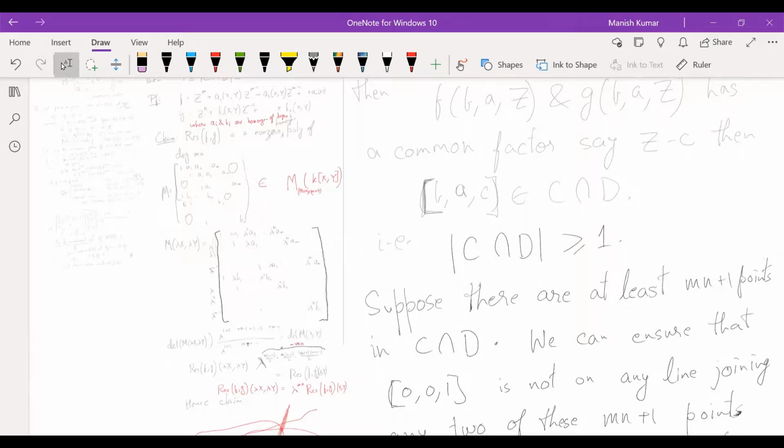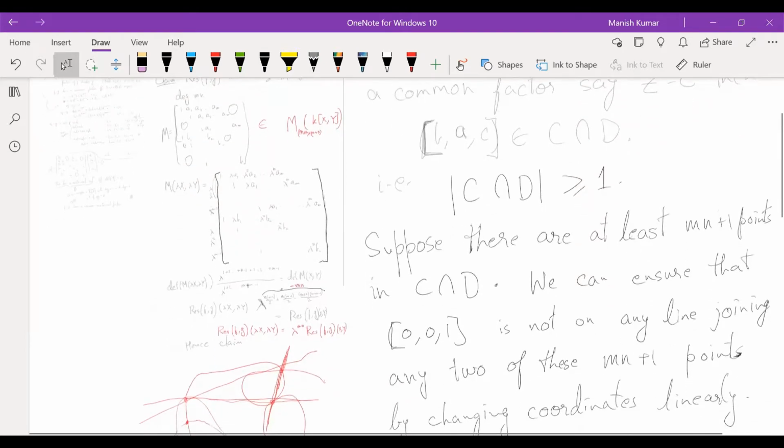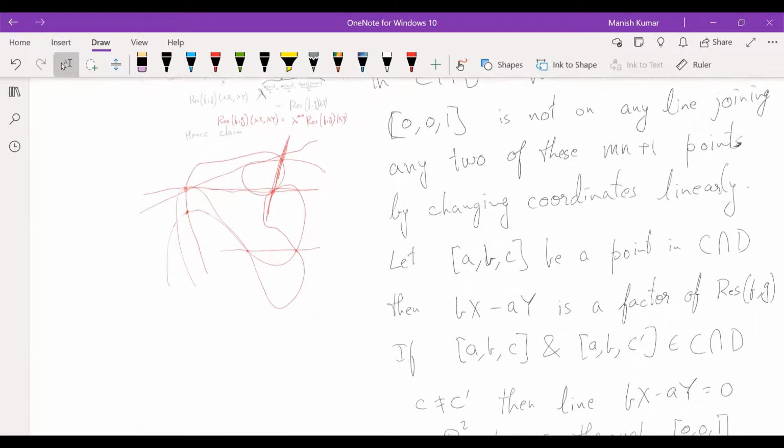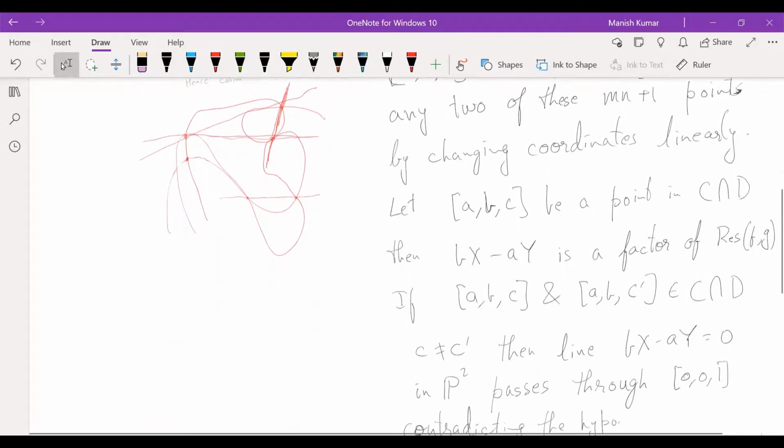The resultant of f and g is going to be a homogeneous polynomial of degree mn. Now what will happen? In the new coordinates, my claim is that the x and y coordinates of any 2 points are going to be different. Let's see that. Let (A, B, C) be a point in C intersection D. Then Bx minus Ay is a factor of the resultant of f and g.